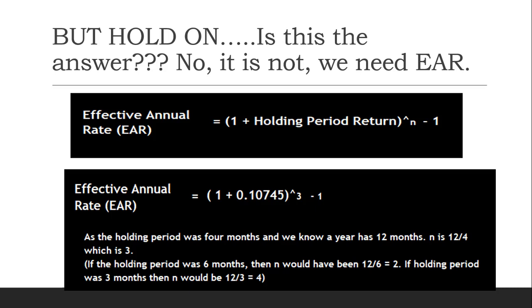You might think that's stating the obvious, but you'd be surprised how the stress of the exam or the time crunch can stress people out, and they tend to forget these basic facts. So we take the 12 months of a year and divide by the holding period, which is 4. 12 divided by 4 gives us 3. Hence, in this equation, n is 3.